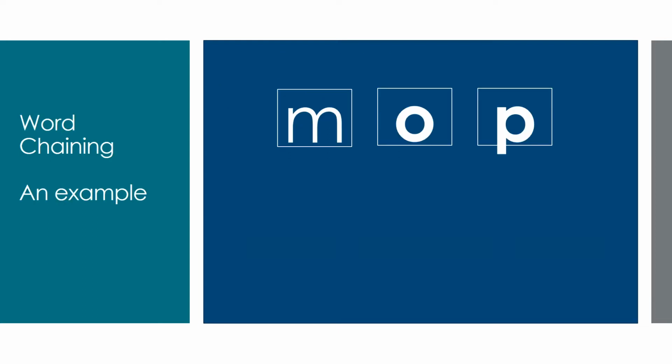Here is an example of a word chain focusing on changing one phoneme grapheme correspondence in the initial position. Notice, even though we are changing one sound, it may involve more than one letter. Let's start with the word mop. Change the sound to P. What word would that spell? Pop.